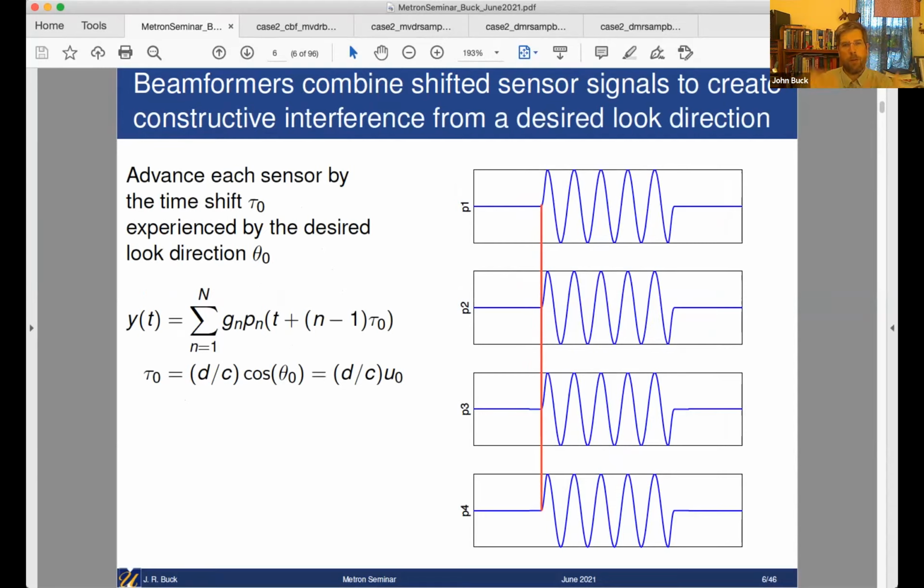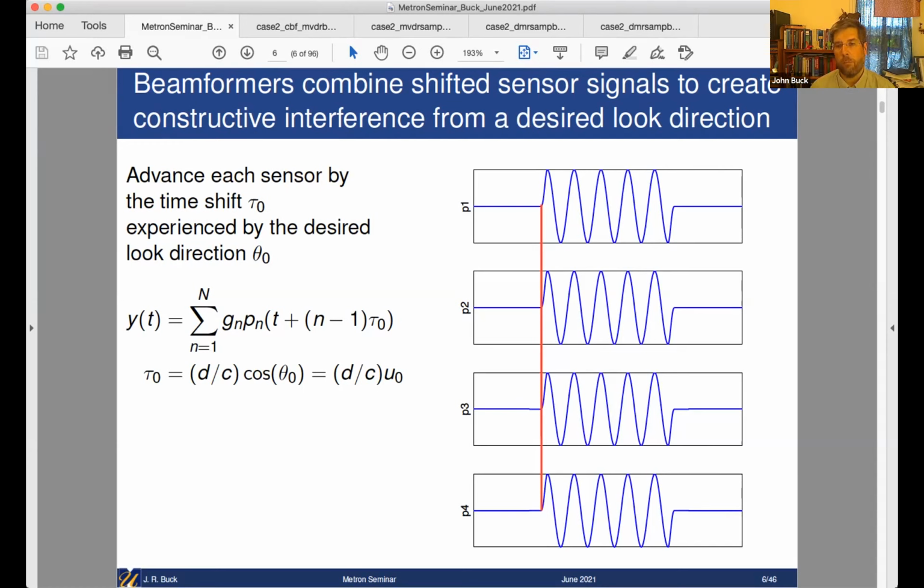Then when I sum down vertically across the sensors, I get constructive interference and I reinforce the signal from the direction of interest. If the signal, on the other hand, is coming from some other direction, those shifted signals won't line up and I'll get some mixture of maybe destructive interference, or at least not fully constructive. I'll have some attenuation of the signals from other directions. And again, this look direction time delay has the same relationship between the distance between sensors, speed of sound, and the directional cosine.